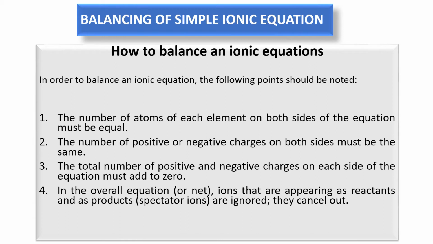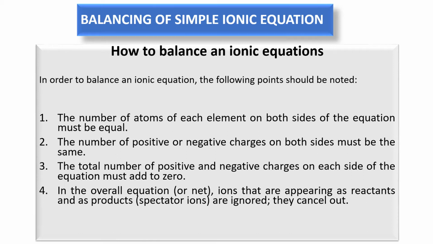And the second thing is that the number of positive or negative charges on both sides must be the same. So if you have 4 positive charges at the reactant side, you must also have 4 positive charges at the product side. They must be the same thing. The third thing you need to know is that the total number of positive and negative charges on each side of the equation must add to 0. So what it means is that when you add the positive and the negative side together, you must get 0. You must get 0 in your equation. You get to understand that when we get to the balancing of equation.